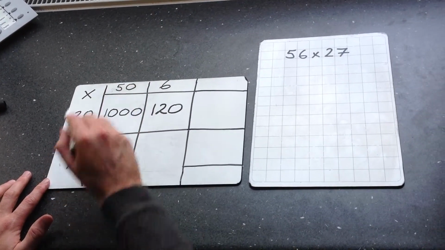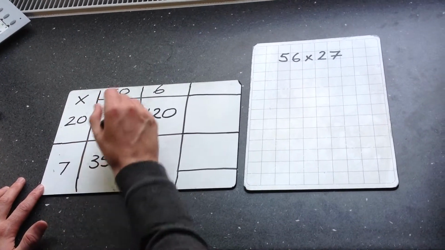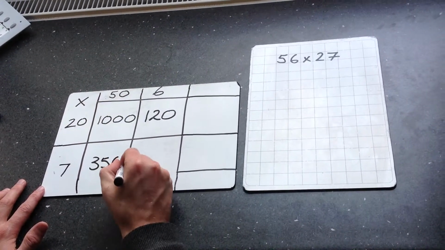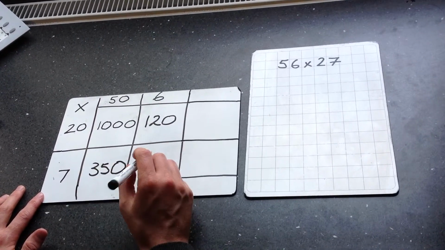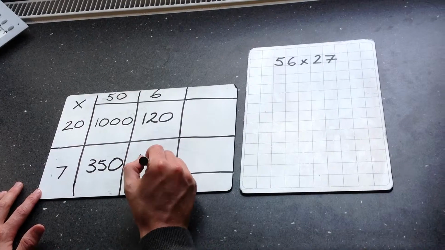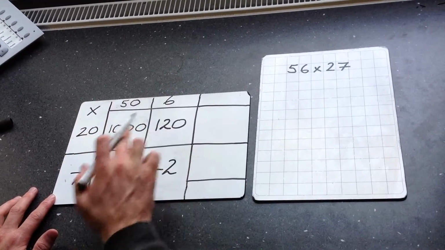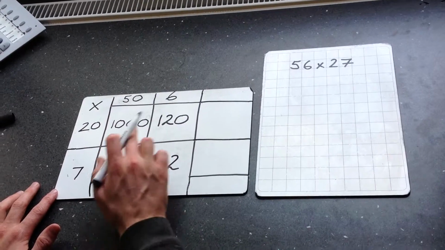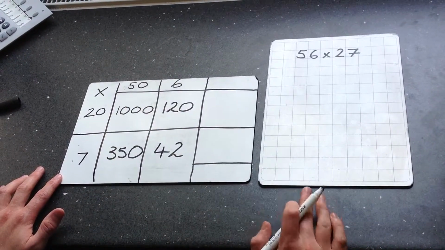I know 7 times 5 is 35, so I know 7 times 50 is 350. I know 7 times 6 is 42. Once I've filled in my 4 sections of my grid, I then add these amounts to find a total.